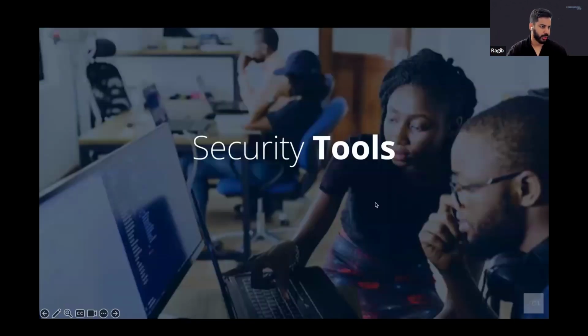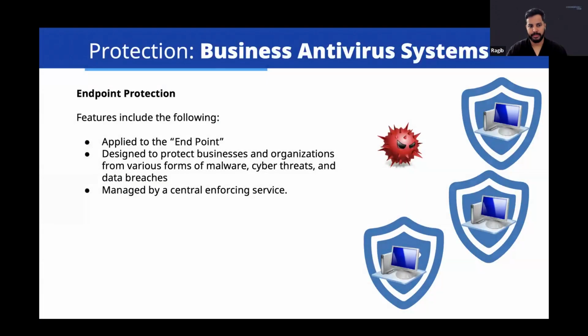So, security tools. Let's take a look at some of the tools that businesses can use to protect themselves. Let's talk about the first line of defense, business antivirus systems. This isn't your basic home computer antivirus anymore. We're talking about enterprise-grade endpoint protection. Let's look at the key features.